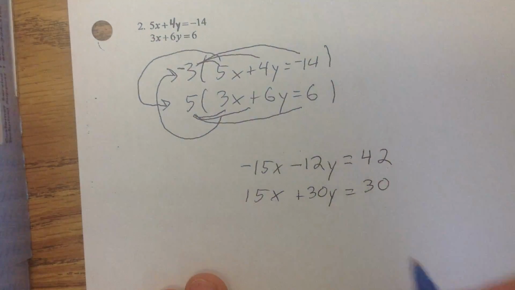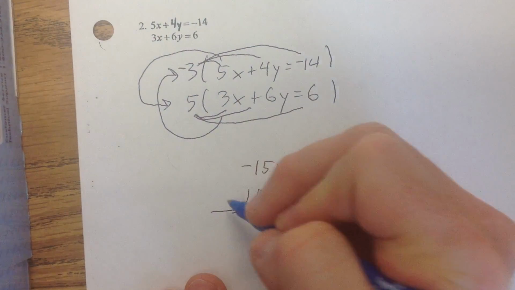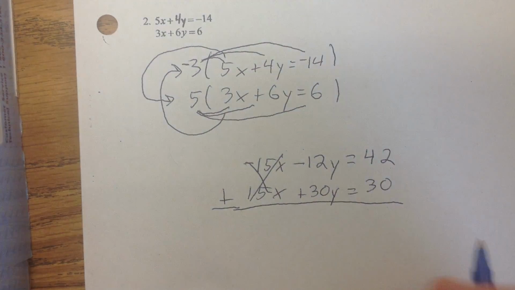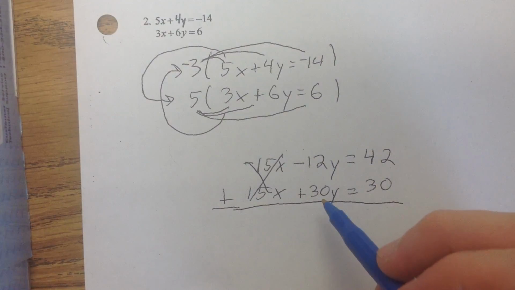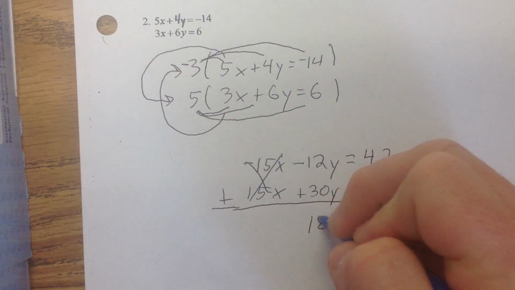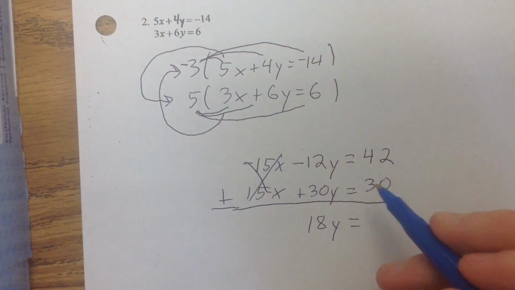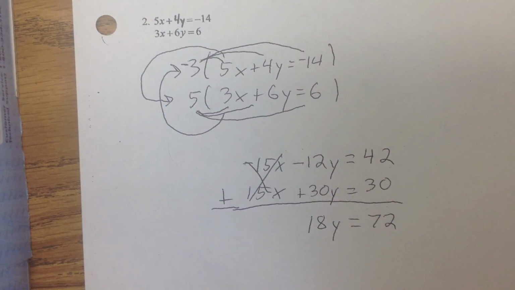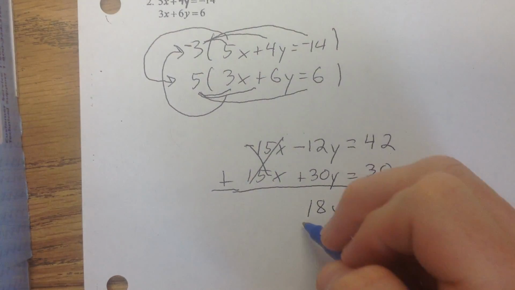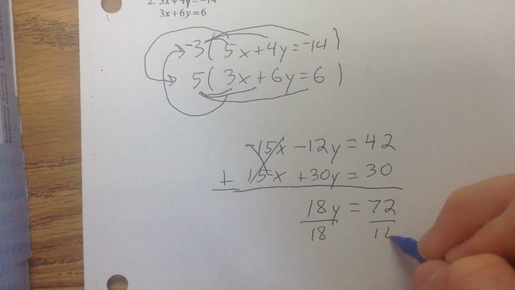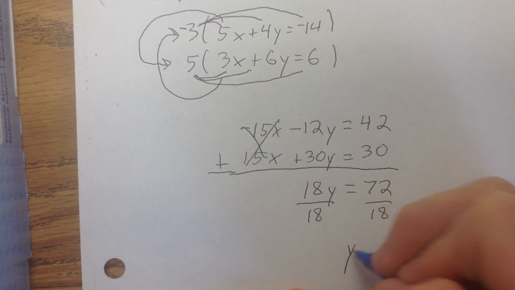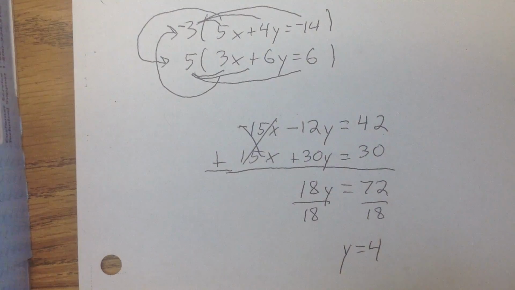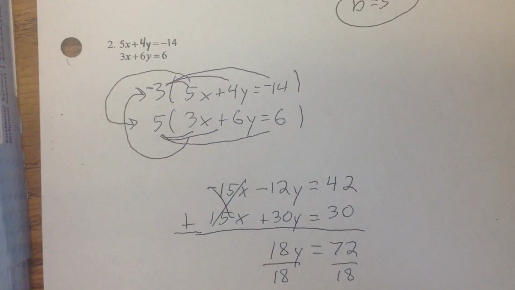Okay. So we can now add these together because we have our opposites. The x's will cancel out. That was the whole point. Negative 12 plus 30 is going to be 18y. And then 30 and 42 is going to be 72. Okay. So divide both sides by 18, and you end up with y equals 4. Okay. So that's a good start, but we're not done yet because we still need our x.